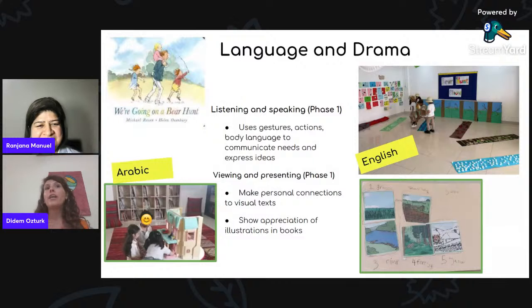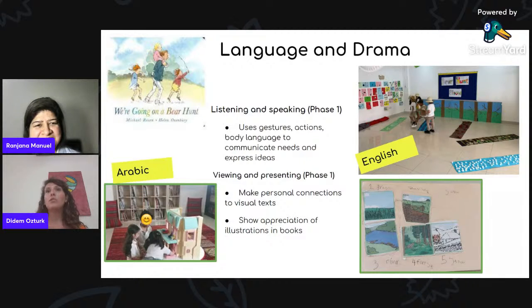And while we were having this in English, also in Arabic, they engaged in different drama learning engagements, such as a puppet show, and they created one of their own stories and so on. And here I think I can show the collaboration between English and Arabic.